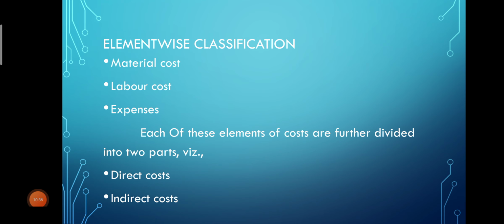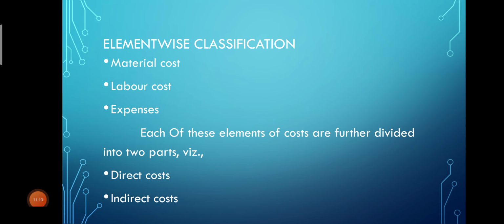the material which can be very easily identified in the final product. That will be called direct material cost. Indirect material cost means the material which is not directly involved or cannot be directly identified in the final product. Next we have seen labor cost. It is the cost of labor, whatever remuneration, commission, wages, salary, bonus you pay for the employees. There we have direct labor cost and indirect labor cost.